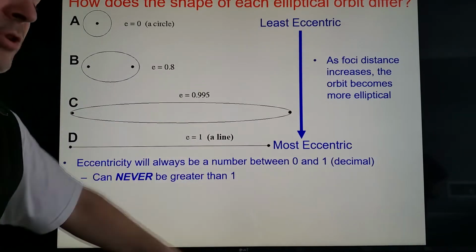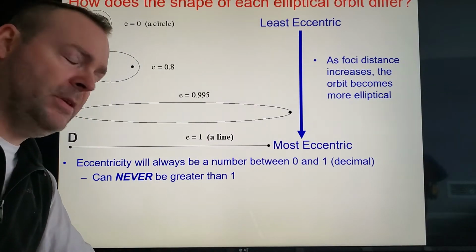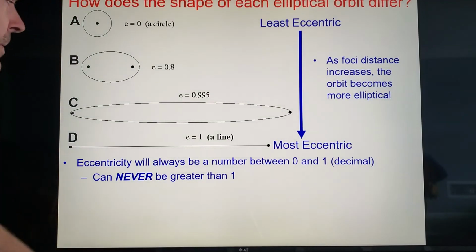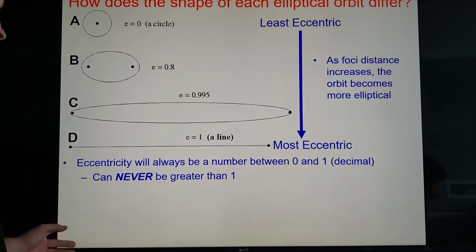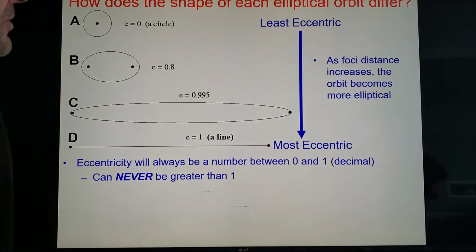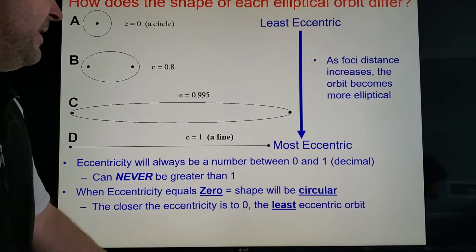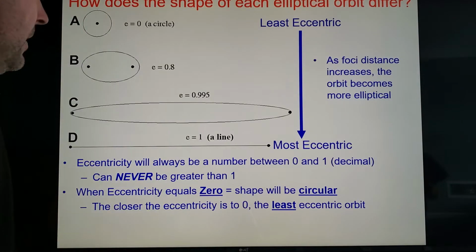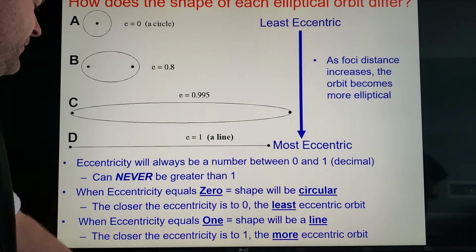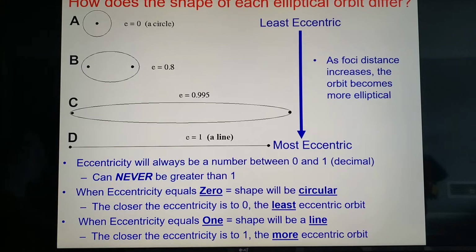Eccentricity will always be between 0 and 1. If you get a calculation that's like a 2.7 or something, you did something wrong. You probably just divided it the wrong way, so recheck your work. Can't be less than 0, can't be greater than 1, obviously can't be negative. It's always going to be between 0 and 1. If the eccentricity is 0, you'll have a perfect circle. And if it's a 1, you will have a perfect straight line. All right, so get that into your notes.